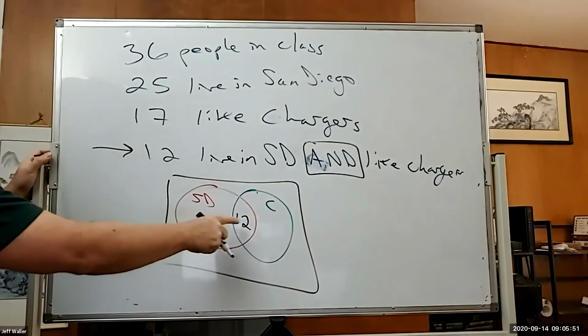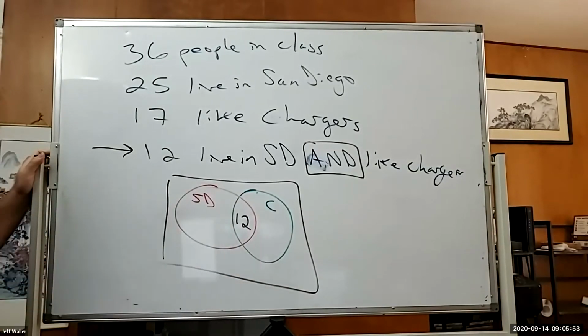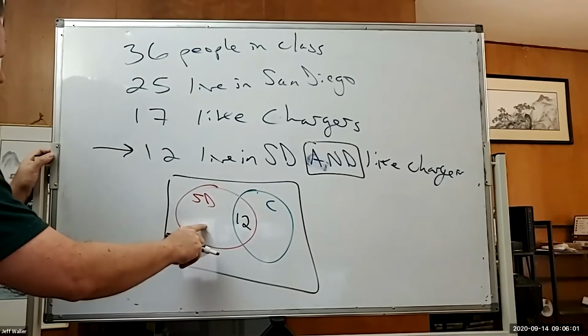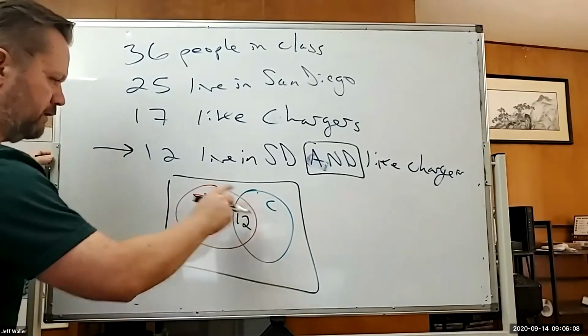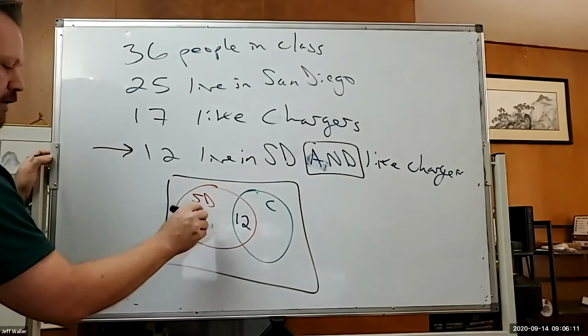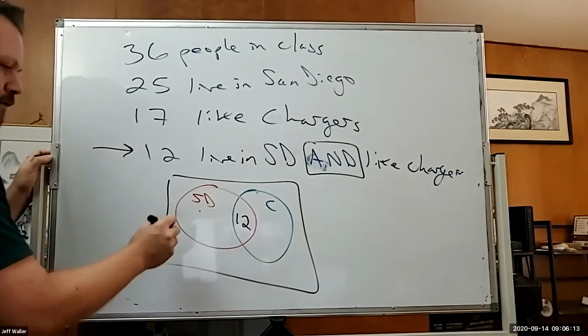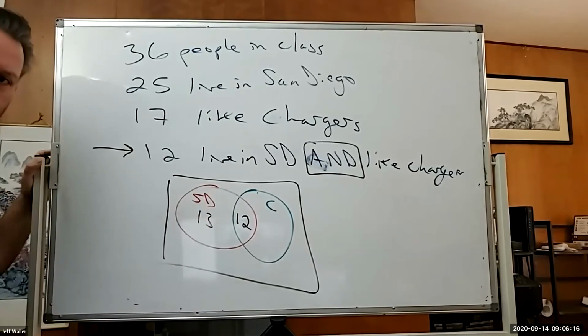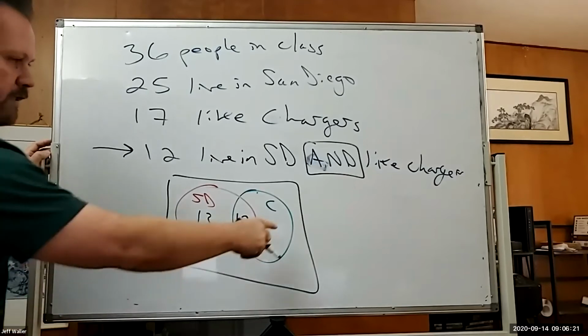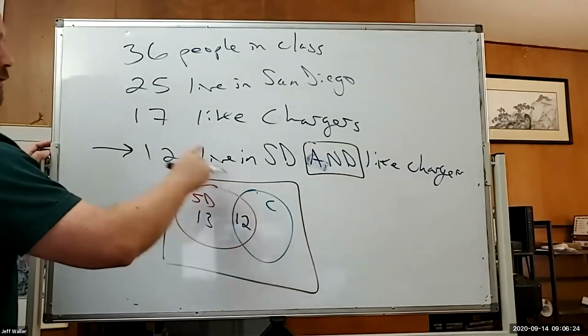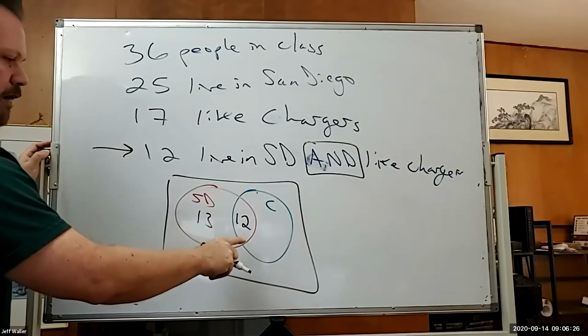Now how many total is supposed to be in the red circle? 25. So how many should I put right there? 25? No, because then there would be 37 total. There's already 12 in there, isn't there? So how many should go right there? 25 take away 12, I guess. Right. Because now how many is in the San Diego circle? 25. How many is supposed to be in the Chargers circle? 17, take away 12, so it's 5.